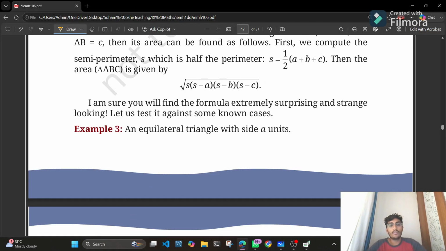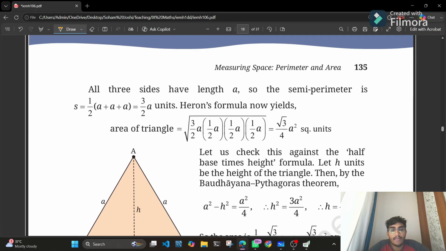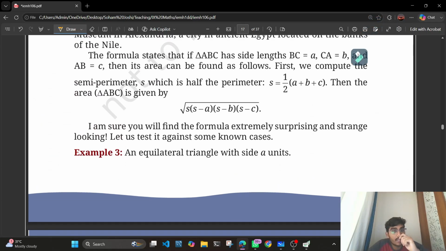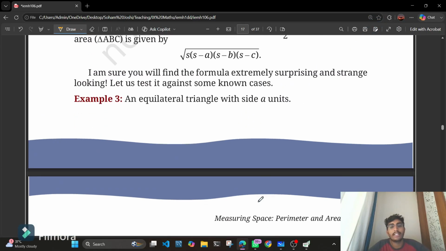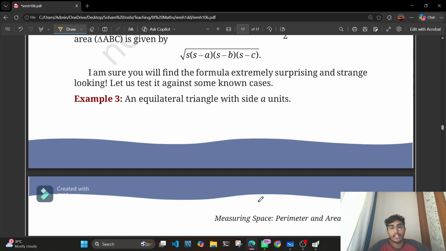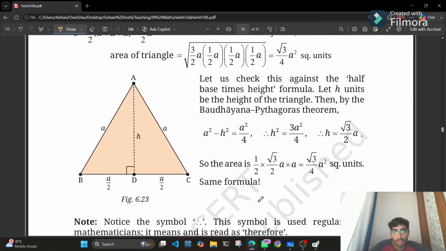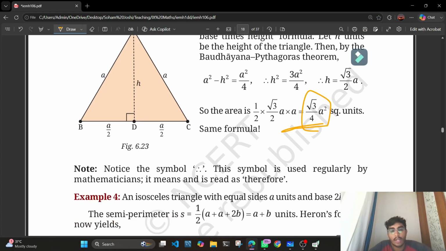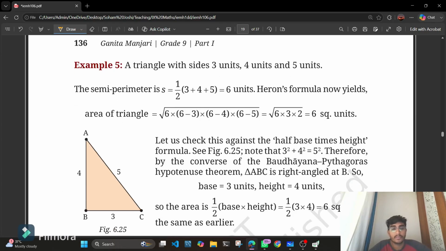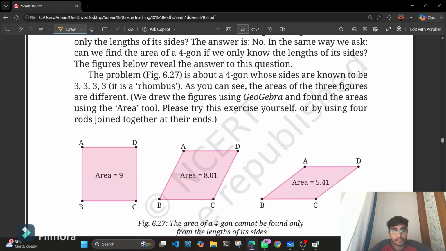Moving further, we can similarly use the Heron formula to find the area of an equilateral triangle with side a units. You are given the proof. This is the direct result for the equilateral triangle using Heron's formula. I hope that is clear.